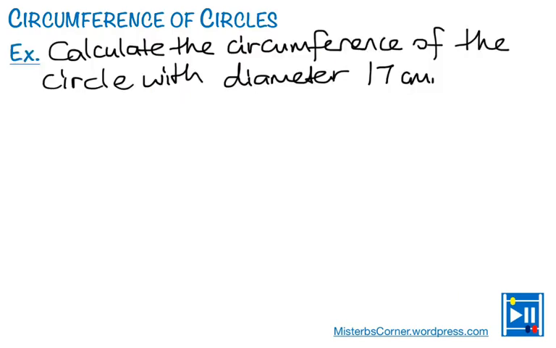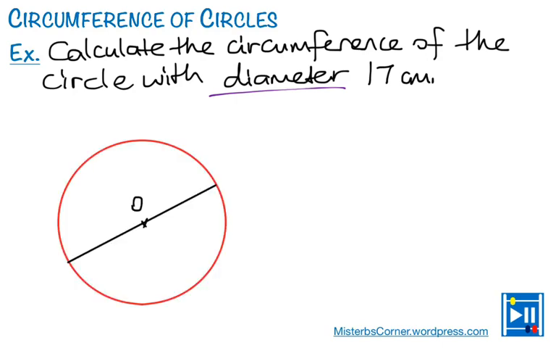Now let's look at this example. It says calculate the circumference of the circle with diameter 17 centimeters. If we're talking about diameter, we're talking about the whole distance from one point on the circle to the other. So this is the longest line you can draw inside the circle, and it passes through the origin. Basically, the diameter consists of two radii. So this part is r, and this is also r. So I can say that the diameter is basically 2 times r.